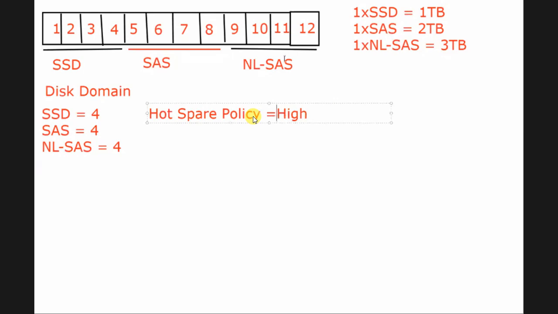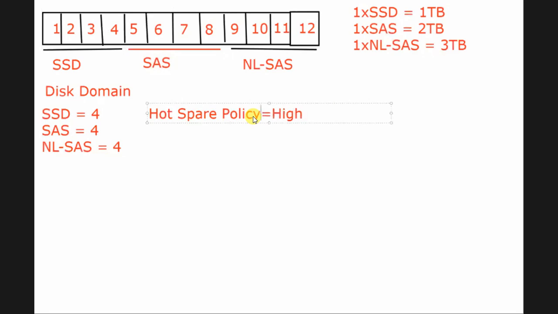And which disk will you take it out of? You will take it out in a distributed way. All 4 disks will give up a little bit each. So it will not be one single disk that becomes the hot spare. Okay? It will be distributed. But you just need to select the policy only: high, low, or none.